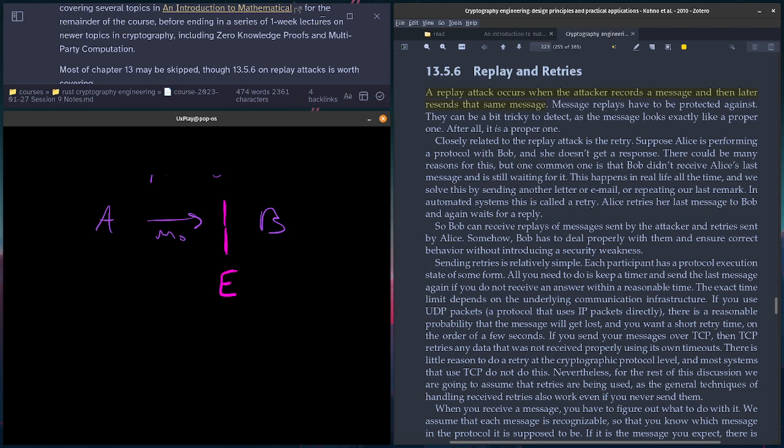And say this was at time t0, and at time t1, maybe 15 minutes later, Eve decides, okay, now I'm going to deliver the message to Bob as if it was sent by Alice at this particular time. And maybe some other messages happened between time 0 and time 1, where Bob is now asking an entirely different question. Maybe M0 represents the answer yes.